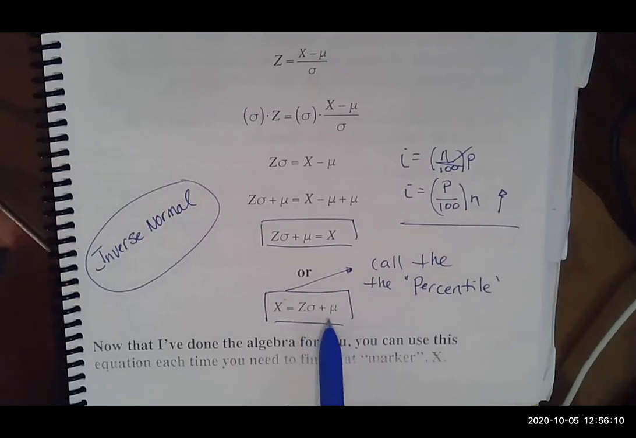Now, you will be given sigma and mu. You will be given that. You won't be given the Z. And the only way that you could find the Z is with the table, and I never taught you the table. Never taught you the table. So you got to have another way of doing it.